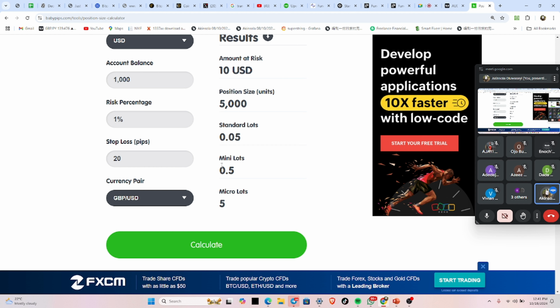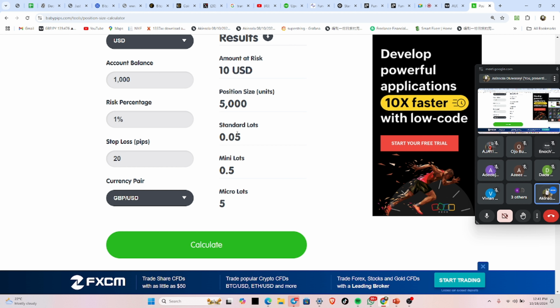But if you want to risk, let's say $100, use 0.5. Now, if you want to risk the whole $500 or the whole $1,000, then use 5.0 lot size. So you go on your MetaTrader 4, your MetaTrader 5.